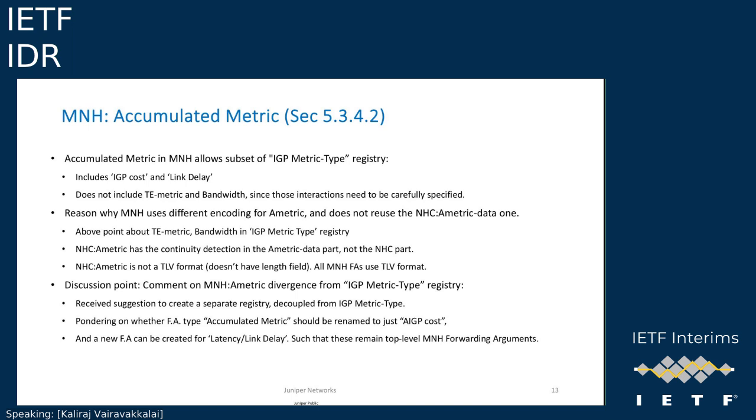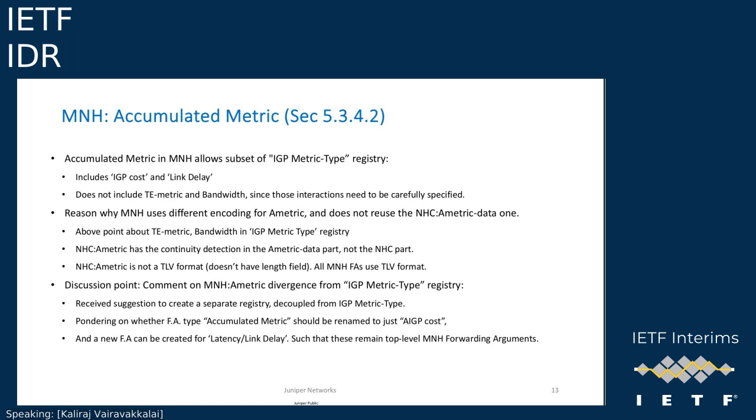That's in the NHC A metric data. So this is one of the points. And the other point is that the continuity detection in the A metric is done at the A metric layer, not at the NHC layer. Whereas in MNH, it is done at the MNH layer in the framework in the base machinery, so that any attribute can take the benefit of it. So even if we bring the A metric data into the MNH as is, the D bit in the A metric will not be needed because that functionality is provided at the MNH layer.